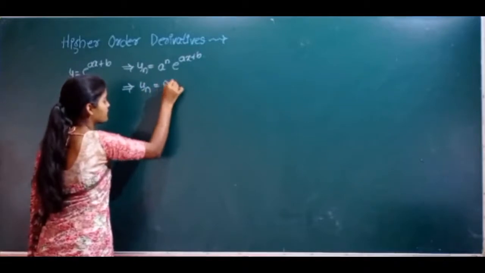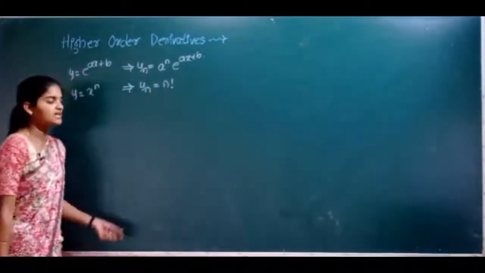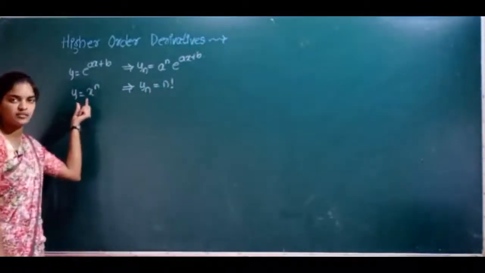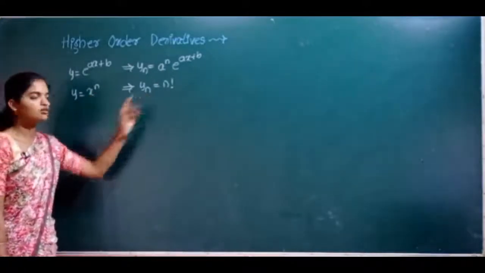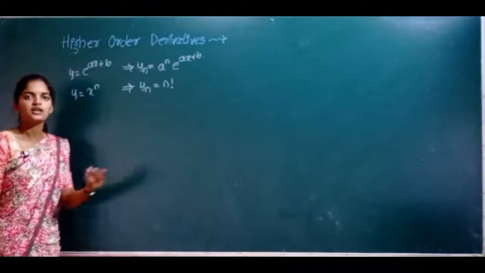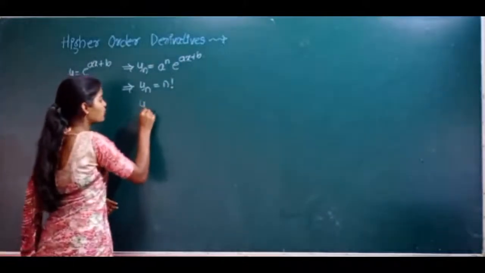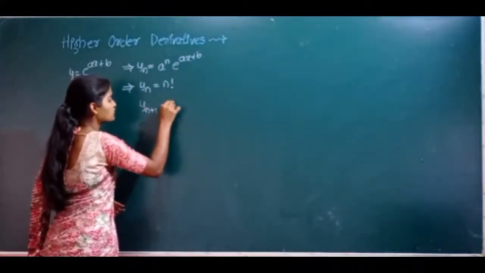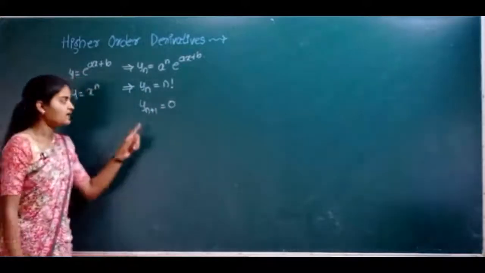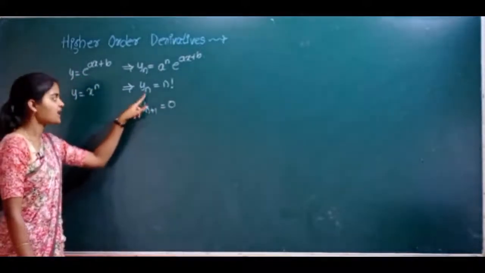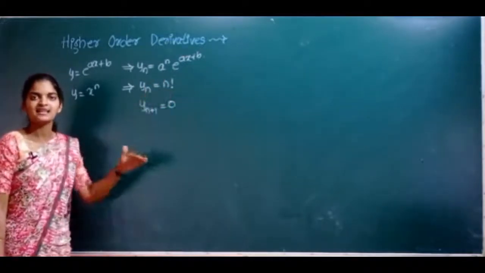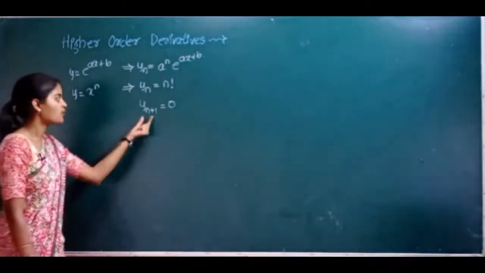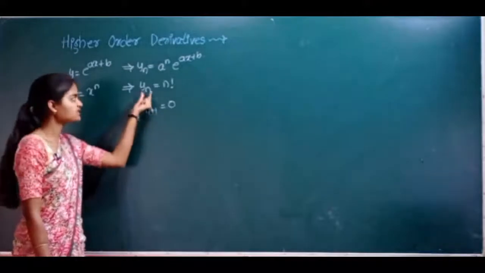n factorial. Now see, in the exam they may ask, y is equal to x raised to n, then prove that yn is equal to n factorial, or else they can ask you to prove yn plus 1 is equal to 0. How do you get this? Up to yn is equal to n factorial we have proved, up to that you take the same steps. Next, yn plus 1 is nothing but its derivative.